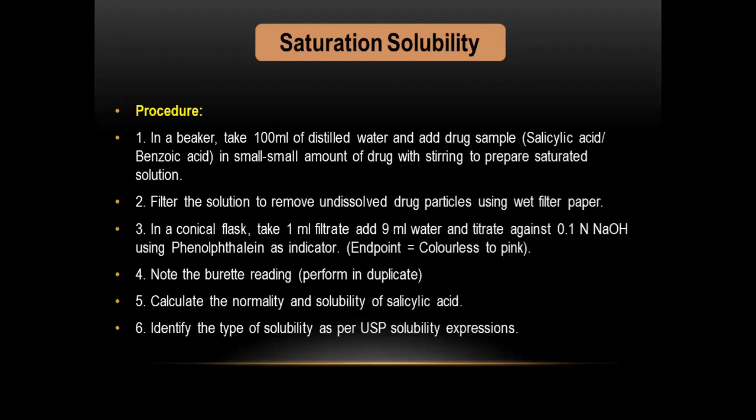Then in the next step, in a conical flask, take 10 ml of filtrate and add 9 ml of water and titrate against 0.1 normal NaOH using phenolphthalein as an indicator. The end point of this titration will be colorless to pink. Next, note down the burette reading and perform the same titration in duplicate. Then calculate the normality and solubility of salicylic acid or benzoic acid. Then identify the type of solubility as per the USP solubility expression.